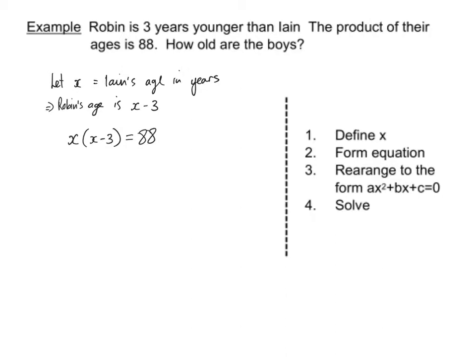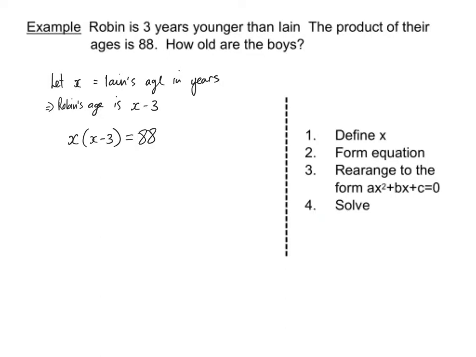And again, this is going to give us a quadratic equation. So that's the first two steps from over here done. We've defined what x is. And again, I could have made x equal to Robin's age. And then Ian's age would be x plus 3, in other words, 3 years older than Robin. Secondly, we form an equation using the information here. The product of their ages is 88, so multiplying the two ages together gives us 88. And then steps 3 and 4 are just to rearrange into standard quadratic form and then solve the equation.